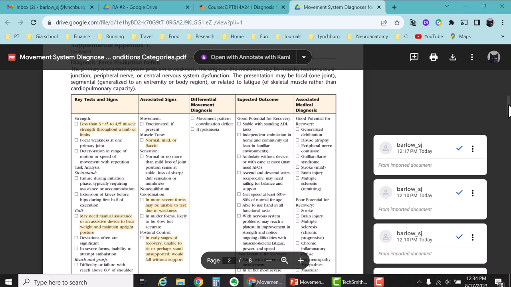For each of the 9 diagnoses, please just go through and look at the areas that I've highlighted, because right now I'd like you to focus on the examination portion of this paper. Later on, we're going to look at this paper again, and we're going to look at ideas for interventions based on the movement system diagnosis that has been assigned.